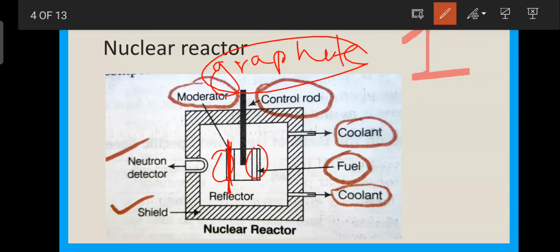So please remember this: the moderator is made up of a graphite material covered with the fuel rod, and the moderator slows down the neutron before the collision with the uranium nuclei. And the control rod is made up of cadmium. Remember this. I am writing here very shortly for space purposes. The control rods are made up of cadmium because cadmium is a strong absorber of neutrons.